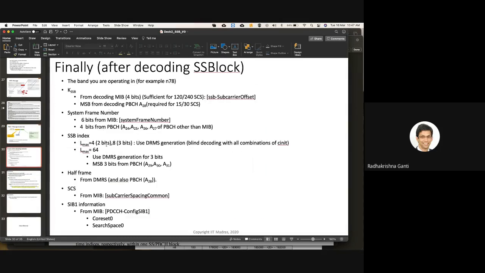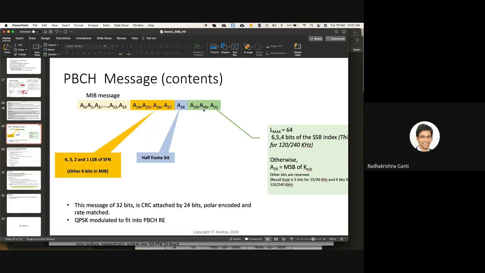Okay. SSB index. For Lmax equal to 4 and 8, you use the DMRS random seed to understand which index you are at. For the millimeter wave system, you use DMRS to get the lower 3 bits, and the higher 3 bits come from the PBCH, 829, 830, and 831.